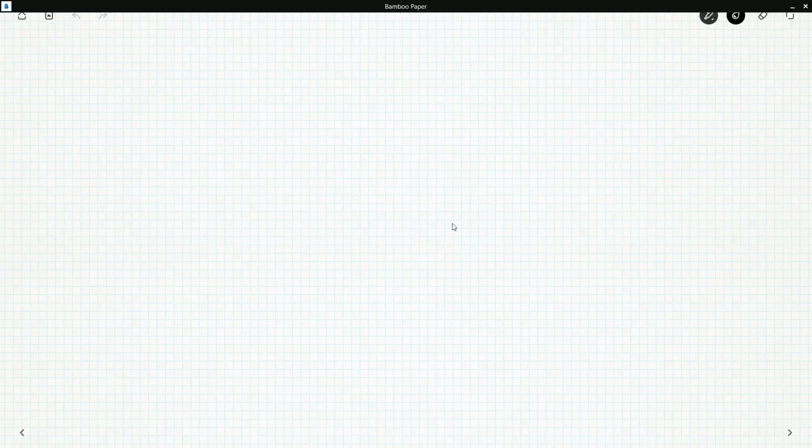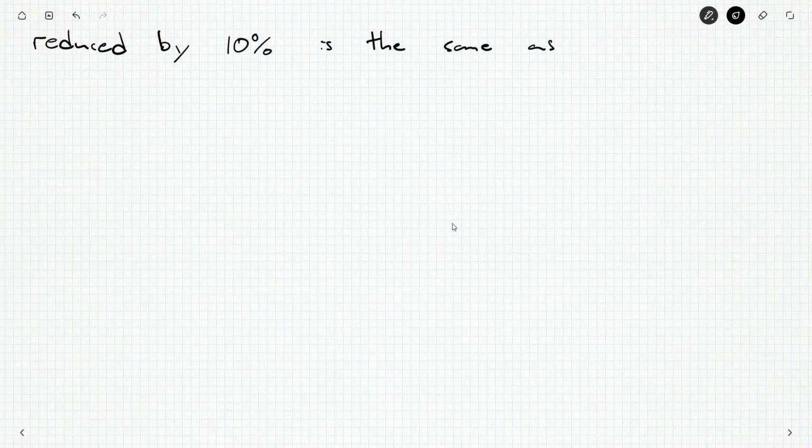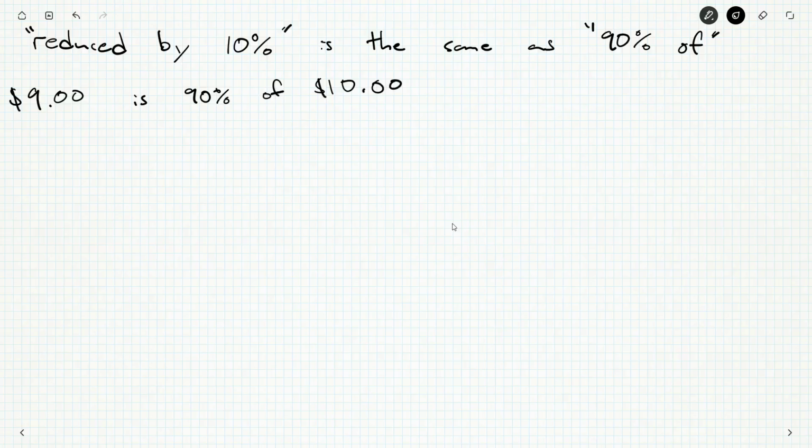So let's analyze that in our notepad for a moment. One thing to note is reduced by 10% is the same as 90% of. For example, $9 is 90% of $10, and it's also reduced by 10%.